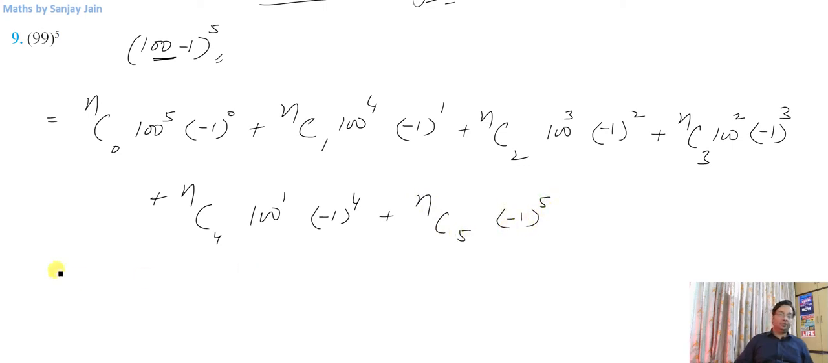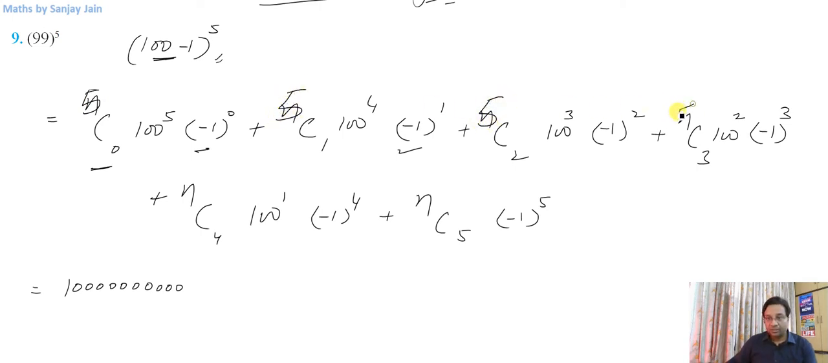100 raised to power 0 won't matter here because that will give you 1. This is 1, this is 1. So 100 raised to power 5 will give you 1 followed by 10 zeros. Plus, not plus, it will be minus because of minus 1 raised to an odd power. So I have taken care of this. And NC1, what is N? N is 5. So let me write 5 everywhere. Why have I written N? Just because it is in my mind because of the formula. N is 5 in this question, so let me replace this N with 5 everywhere.